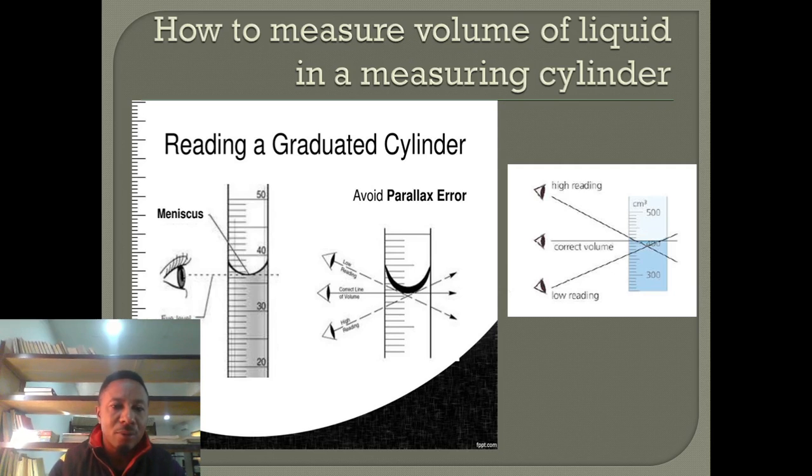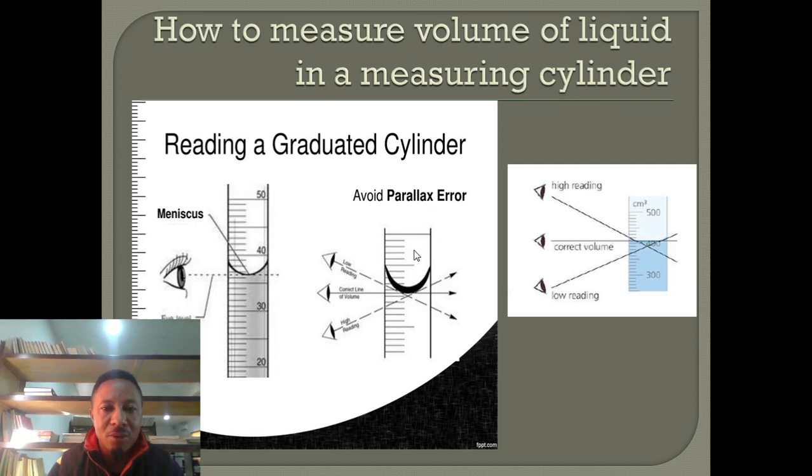Okay, now from the left hand side here, you can see this guy, the way he's looking at the screen. His line of sight is directly in front of the scale mark of the meniscus, the lower part of the meniscus, this point. His line of sight is exactly in line with it. Now, this is actually done to avoid what is called parallax error.